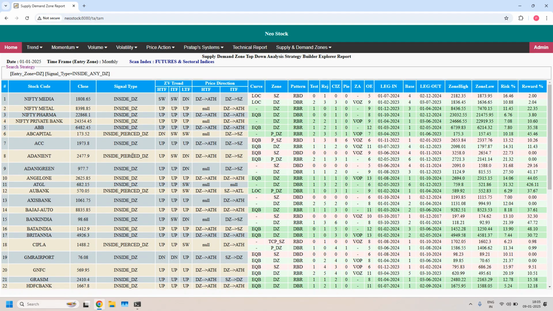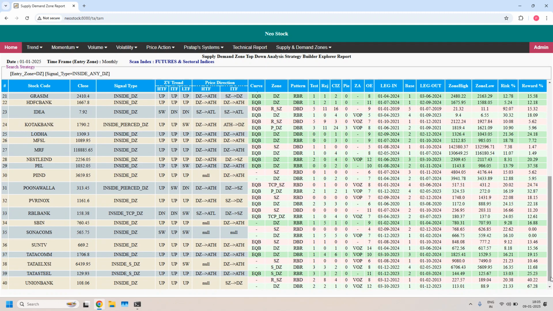So many of these zones are pierced zones. I'm scrolling the list down. So total 40 stocks are filtered, where price closed inside the monthly demand zone. If those monthly demand zones have monthly EMA confluence, they are even more high probability.